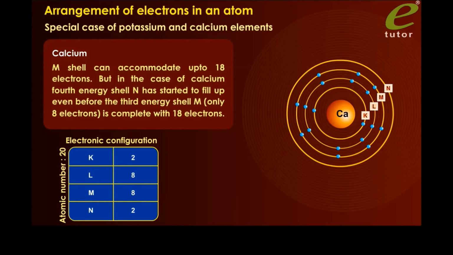Calcium: M shell can accommodate up to 18 electrons. But in the case of calcium, the fourth energy shell, N, has started to fill up even before the third energy shell, M, is complete with 18 electrons; only 8 electrons are present.